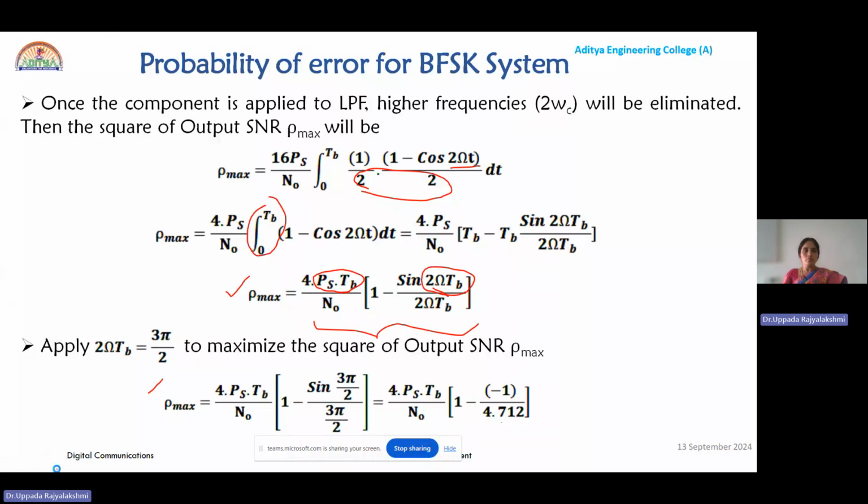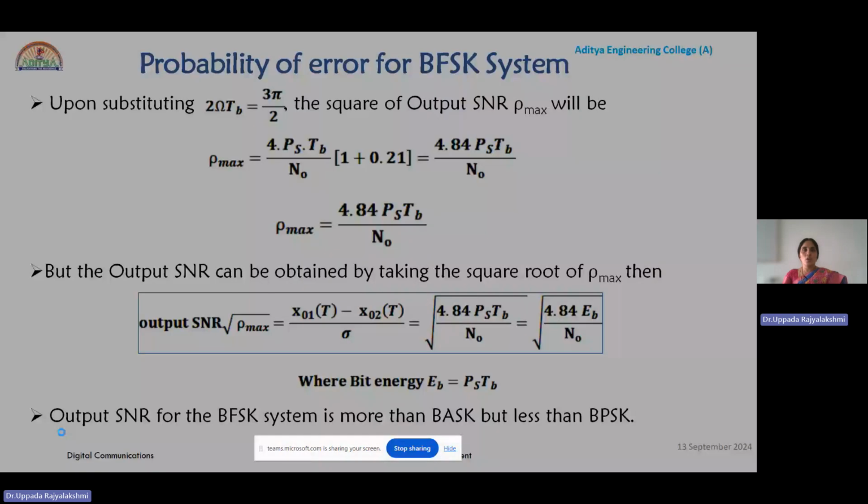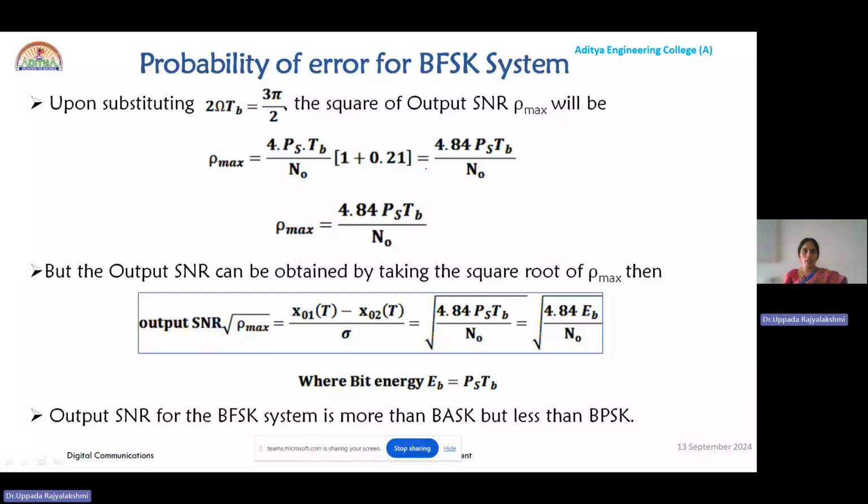4.712. So upon simplification, you obtained it as 4 into Ps into Tb by N naught into 1.21. So finally, you obtained rho max as 4.84 Eb by N naught, where Eb is the bit energy, which is equal to Ps into Tb. But you need output SNR to substitute in probability of error. The output SNR can be obtained by taking the root of rho max, that is root of 4.84 Eb by N naught. This is our output SNR expression for FSK.